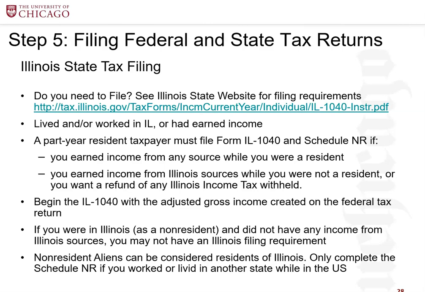So if you were present in the U.S., in Illinois, for even just a day or so in 2019, you have to file that 8843 with the federal government, but you may not need to file anything with Illinois if you didn't have any income that year. Non-resident aliens can be considered residents of Illinois. The residency determination is different between Illinois and the federal government. So you would only complete the Schedule NR for the state of Illinois if you had worked or lived in another state while in the U.S. in that tax year.